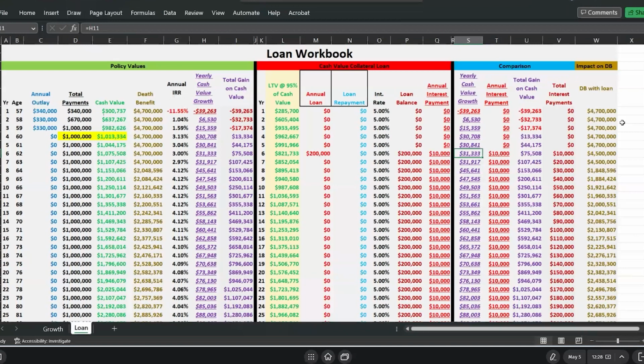So what we want to look at then is what happens if we increase the loan? What if we went up to $500,000? What happens? It's all numbers.